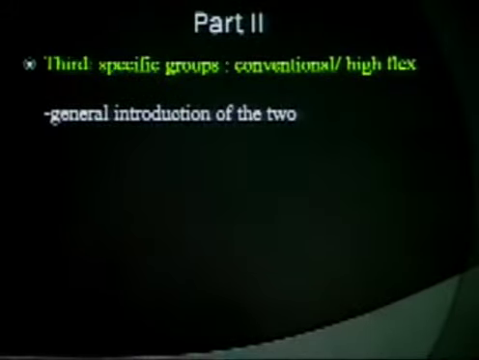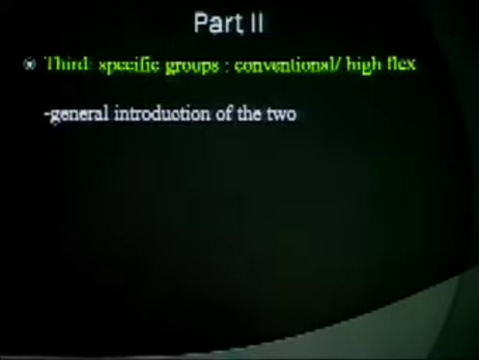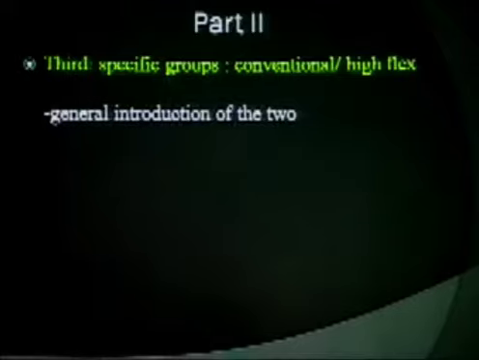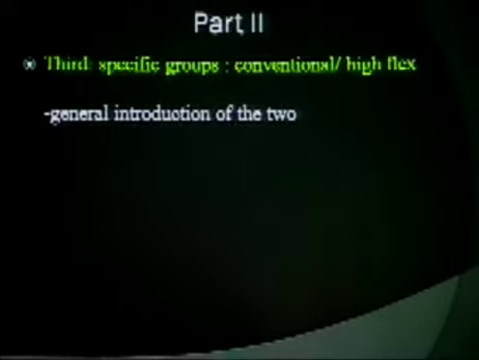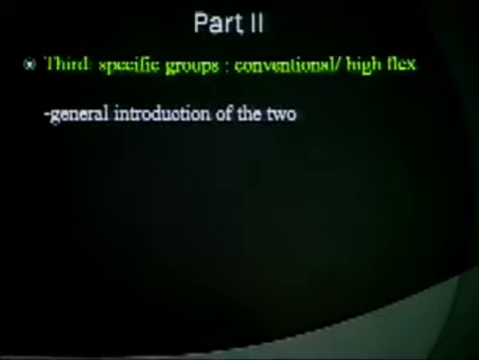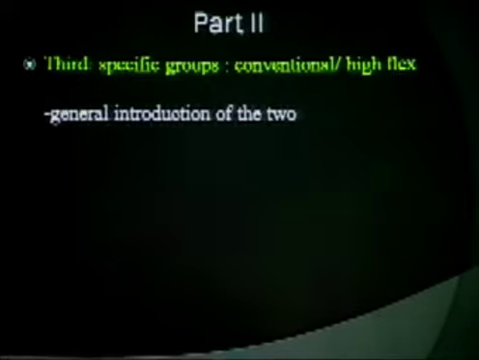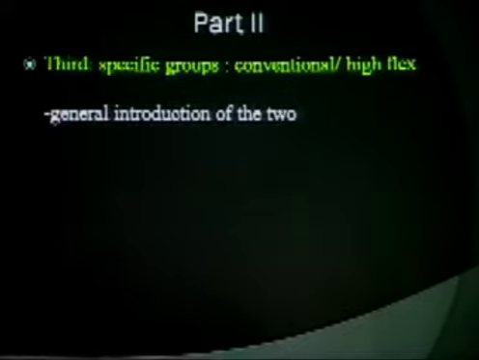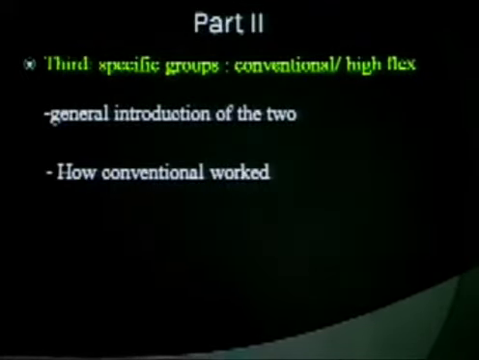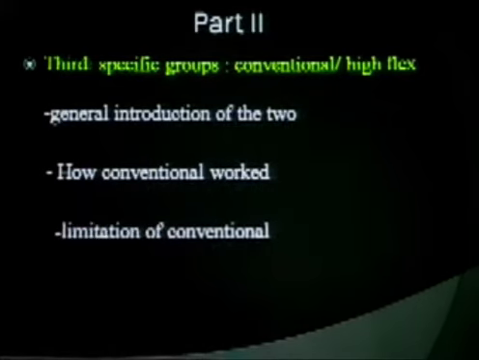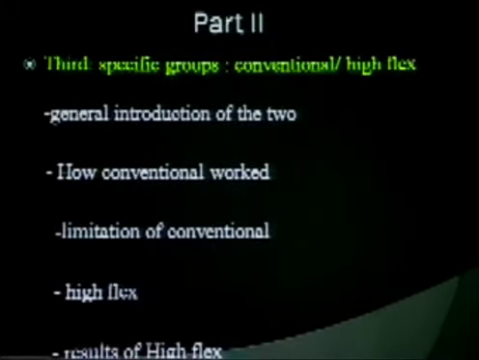Third is the specific group. We start with conventional and go to high-flex. High-flex is basically a newer implant. When we were selecting our topic, we went to a guide with the topic of high-flex TKR. So our primary thing was to do something with high-flex. Then he suggested we do a comparison between conventional and high-flex. So we discuss the conventional, the older one, first, which will create the basis for going towards high-flex. A general introduction of conventional, what were the limitations of conventional, and why high-flex is required. Then the results of high-flex and the current scenario.